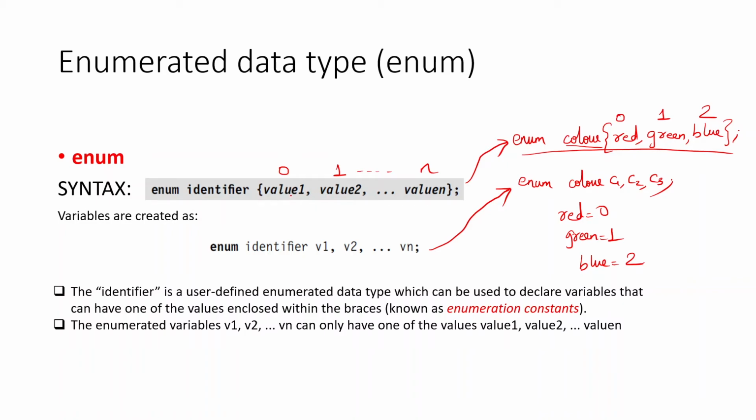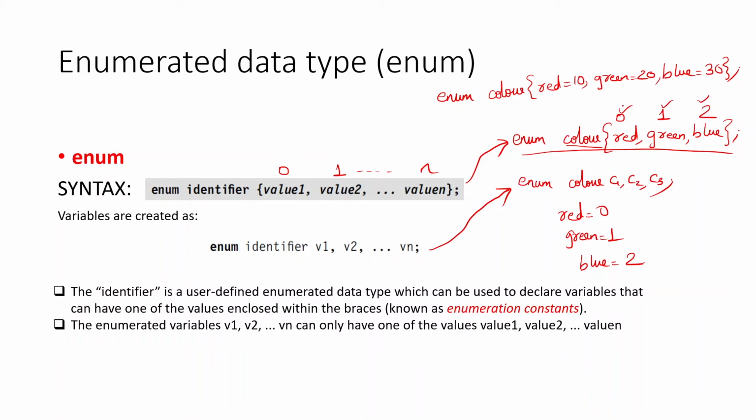If I want red as 10, green as 20, blue as 30, if I want to give specific values, I can write enum color. By default, it will substitute 0, 1 and 2. So if I need to give values, I should write red equals 10, green equals 20, blue equals 30. If I give like this, these particular values will be assigned. If not specified, the default values will be 0, 1, 2 in order.